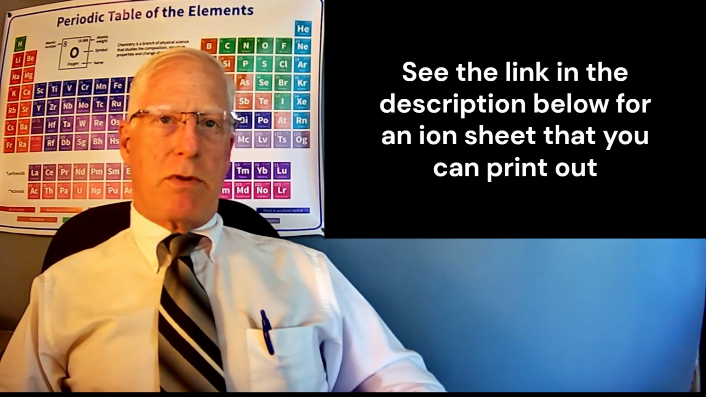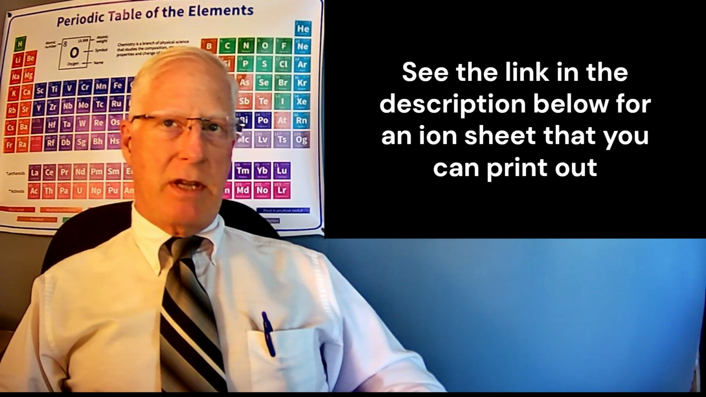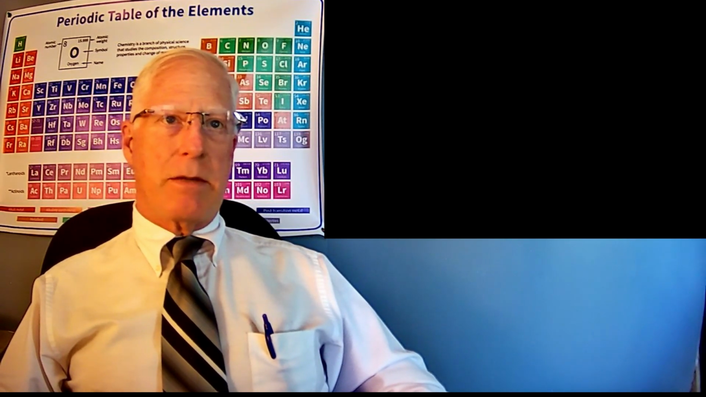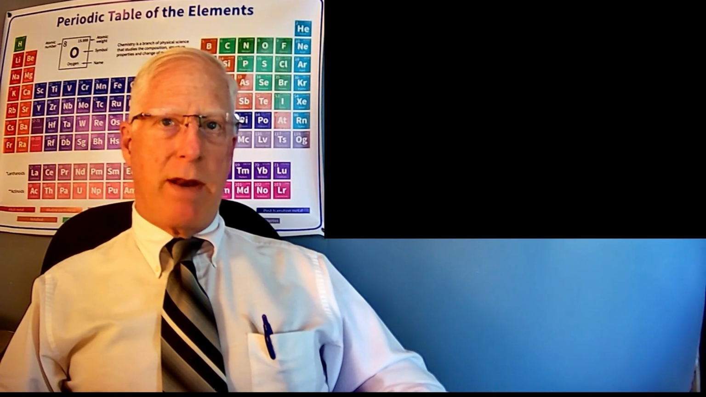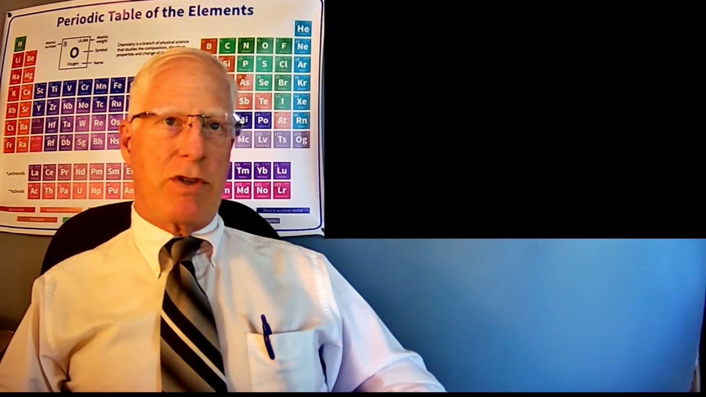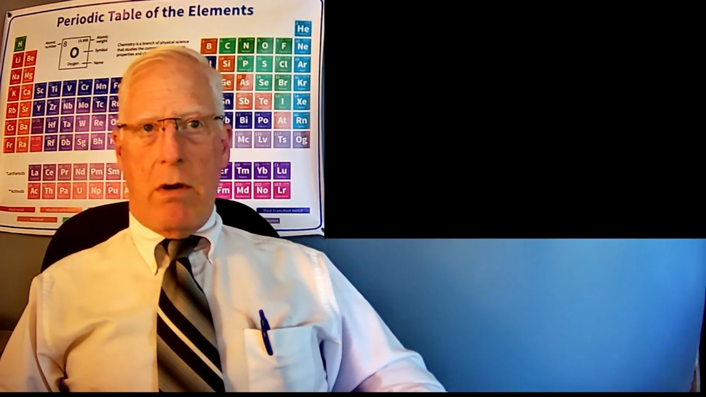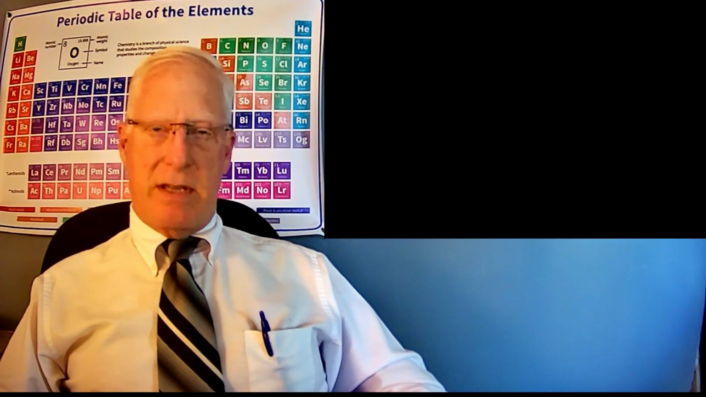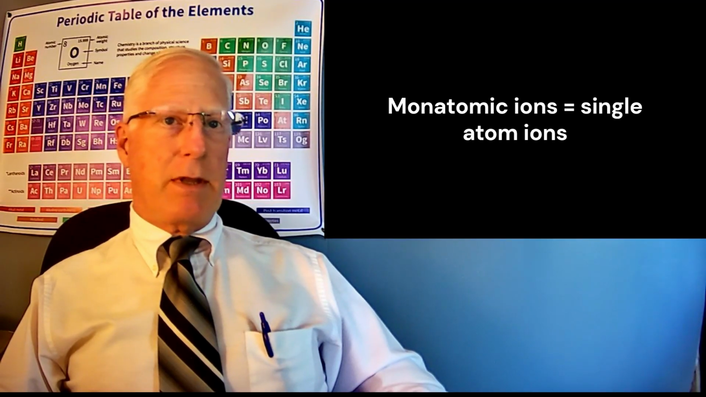In the video description below, I have a link to a list of common ions that can be downloaded and printed out. I strongly suggest you memorize them, as it'll greatly speed up the process of writing formulas and naming compounds, as opposed to constantly having to look up the ions or their charges. Recall that many of the monatomic ions, single atom ions, can be determined by looking at your periodic table.